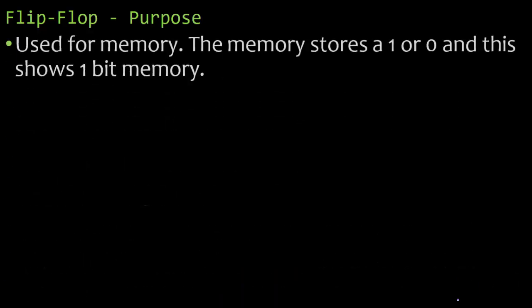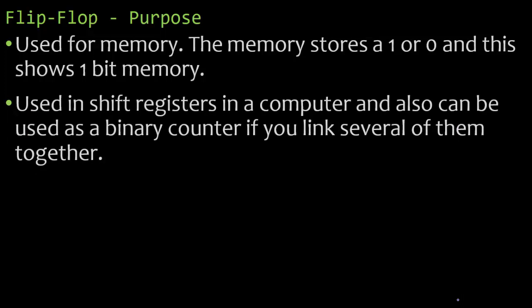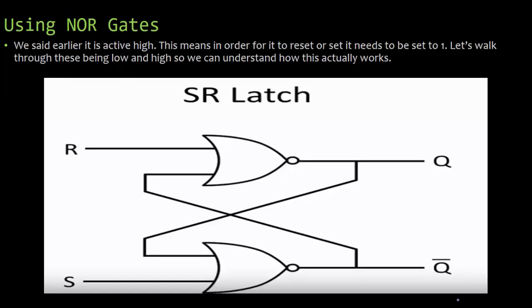So it's used for memory. The memory stores a 1 or 0, and this shows 1-bit memory because it's either a 1 or a 0. It's used in shift registers in a computer. Also can be used as a binary counter if you link several of them together. Now, the reason you're probably here is for this.